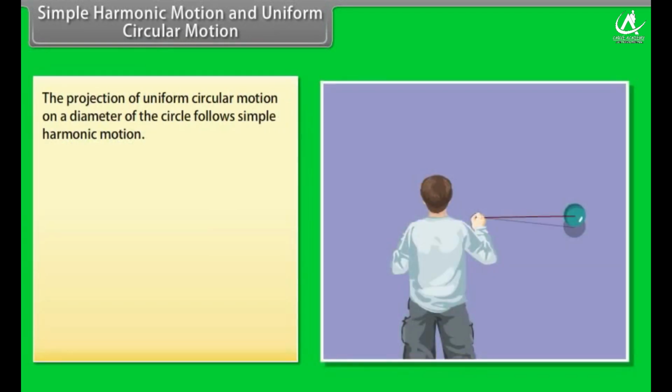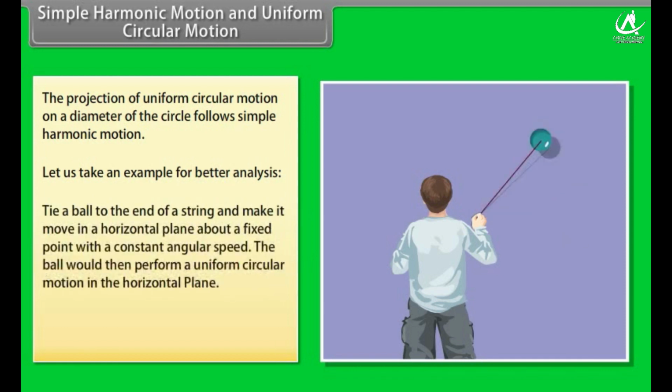Simple harmonic motion and uniform circular motion. The projection of uniform circular motion on a diameter of the circle follows simple harmonic motion. Let us take an example for better analysis. Tie a ball to the end of a string and make it move in a horizontal plane about a fixed point with a constant angular speed. The ball would then perform a uniform circular motion in the horizontal plane.